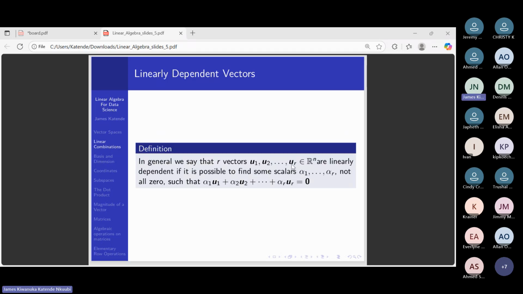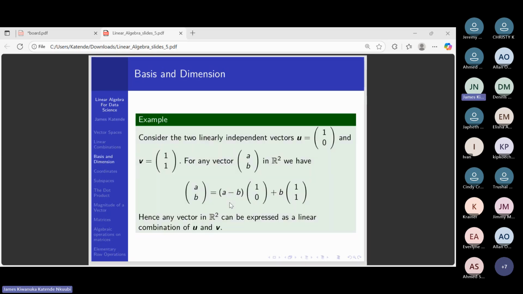If you have R vectors, they're linearly dependent if you can find scalars, not all of them zero, such that this equation is satisfied. You can see what I have here is zero, the zero vector, then I have a linear combination of the remaining vectors. And if this equation is satisfied and some of the scalars I use are not zero, then we say that these vectors are linearly dependent. Yes. So now what you are talking about is two different things.